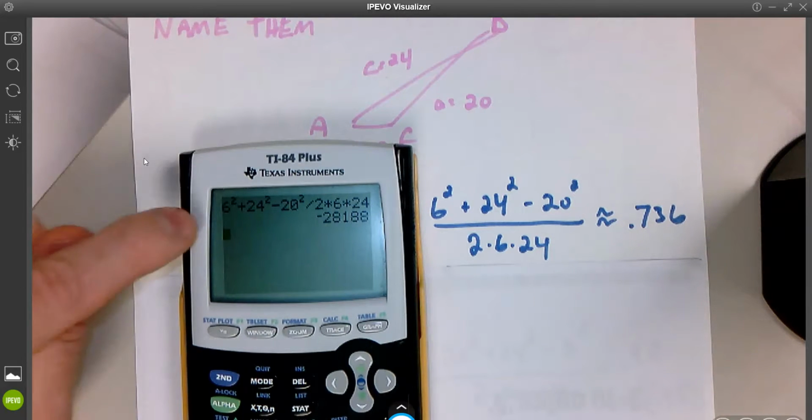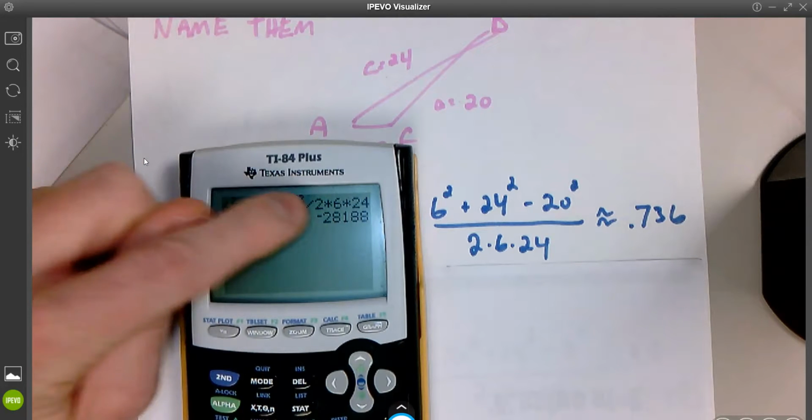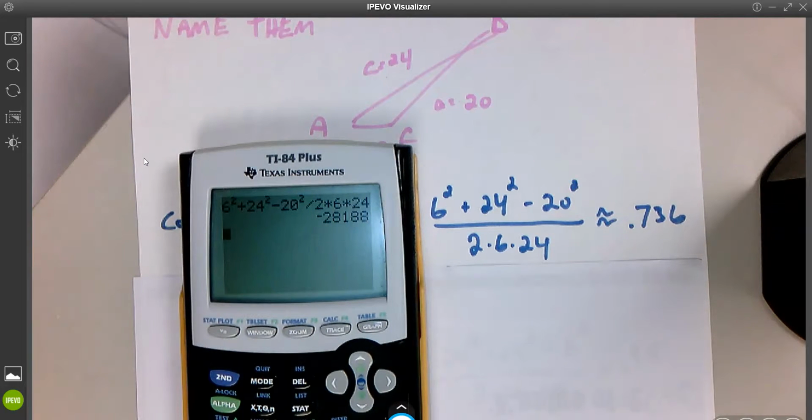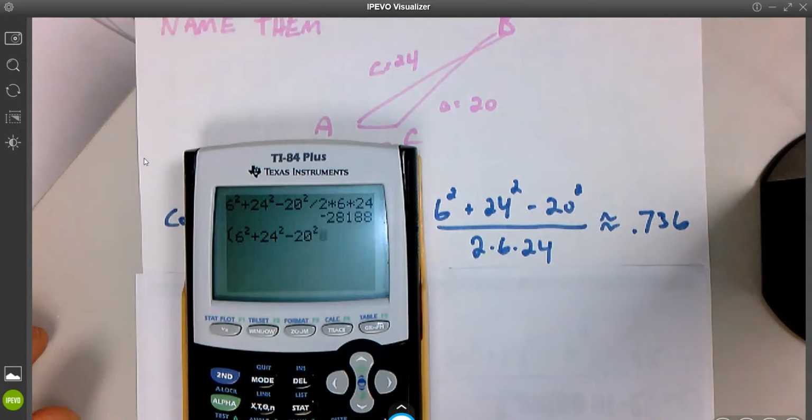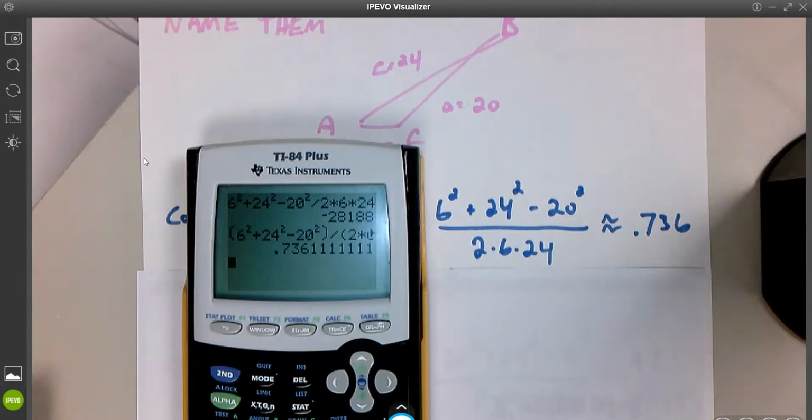The calculator would just read this as divide that, do all this, and then divide that by 2. And it's doing order of operations. If I don't tell it what the denominator is, it's just going to divide by 2 and then multiply the whole thing by 6 and 24, not putting the 6 and 24 in the denominator. So I like to do parentheses. 6 squared plus 24 squared minus 20 squared, close parentheses, divided by, open a parenthesis. Keep your denominator and numerator separate. 2 times 6 times 24. And now there's the 0.736 that I got.